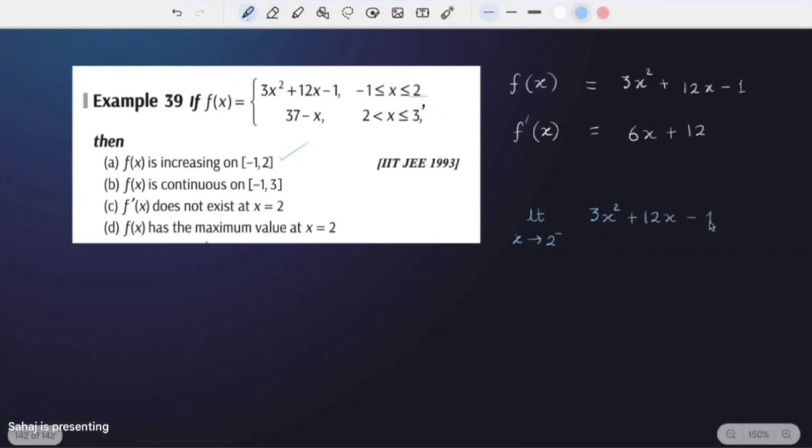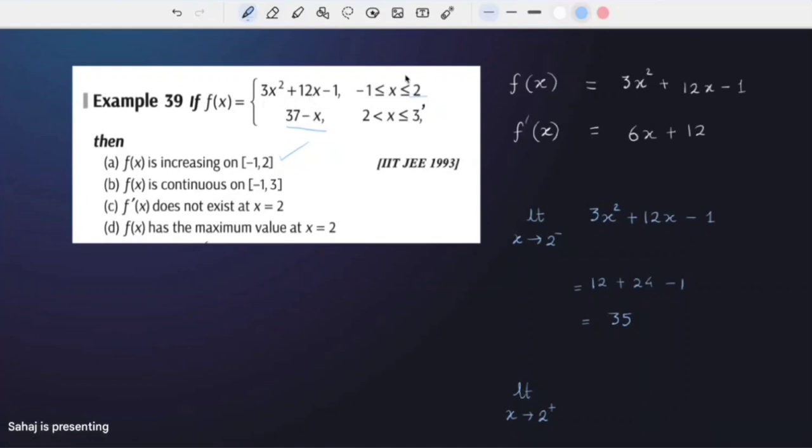So for f at 2, it comes out to be 35. And for -1 it comes out to be 6 as we did earlier. No, not -1. See, you have two definitions at x equals 2.